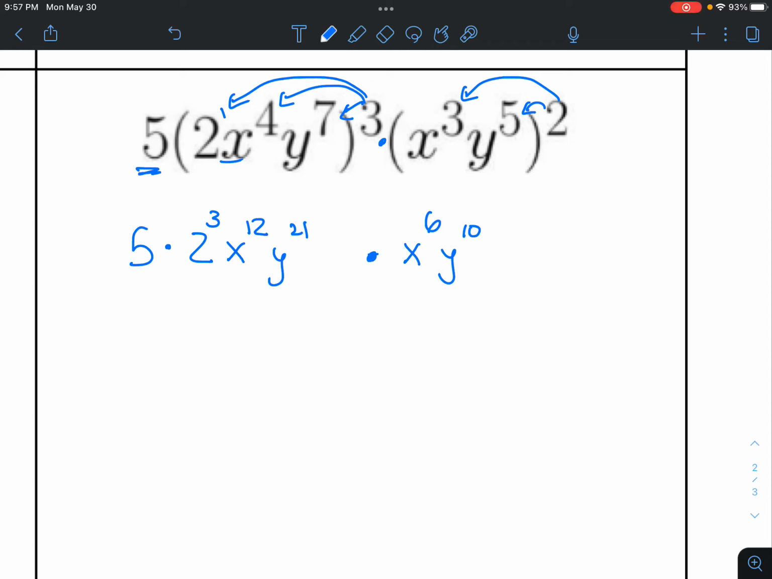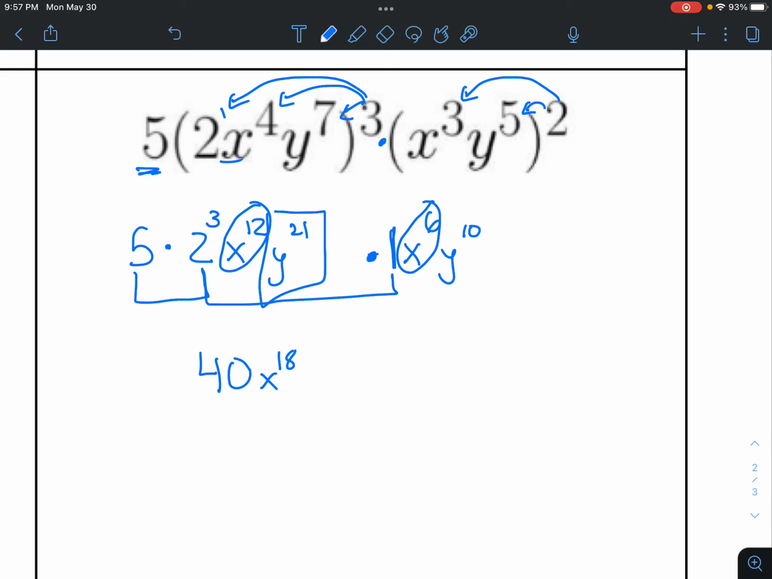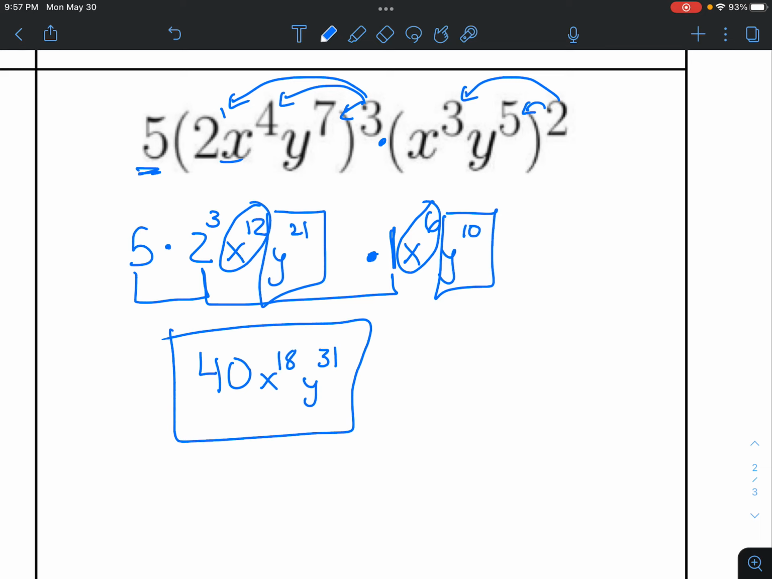Now we need to simplify. We have an invisible 1 here, so we're doing 5 times 2 to the third times 1. So 5 times 2 to the third times 1 gives us 40. Then we have x to the 12th times x to the 6th, which is x to the 18th. And y to the 21st times y to the 10th, which is y to the 31st. Check for negative exponents, which we don't have any of, so here we go.